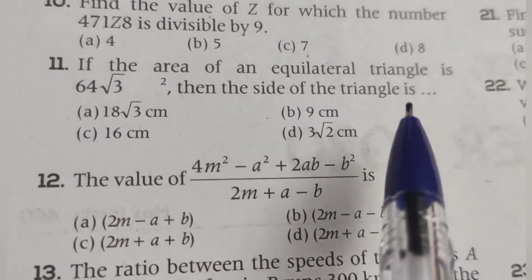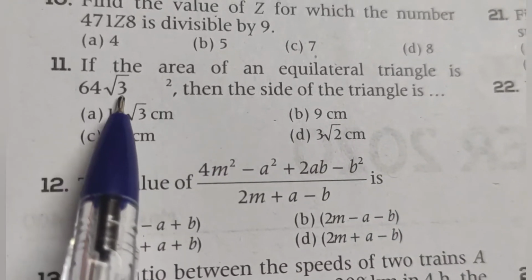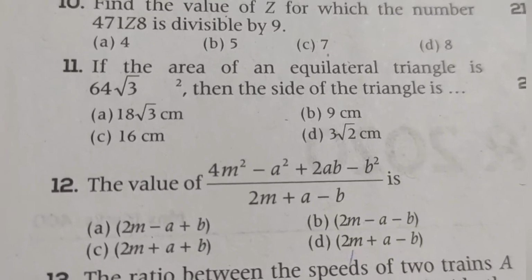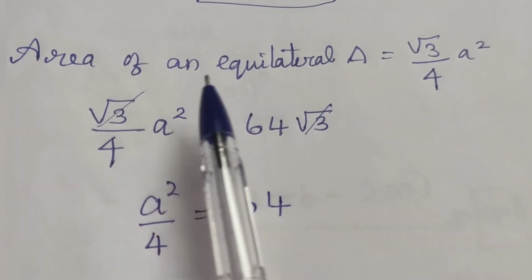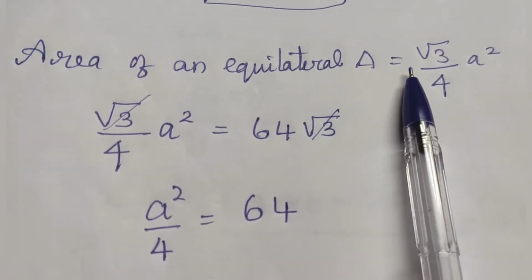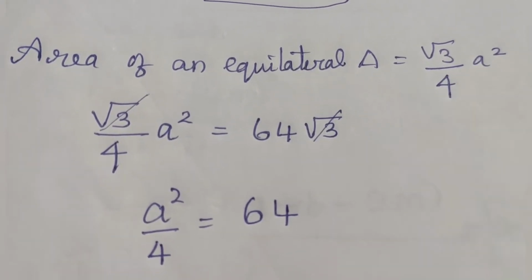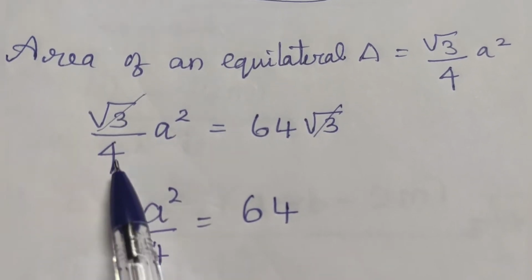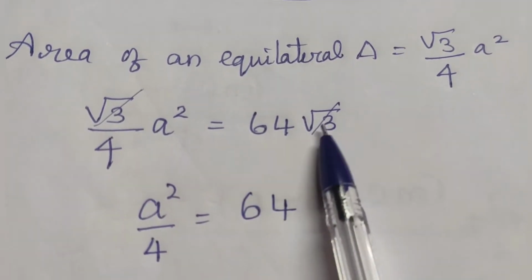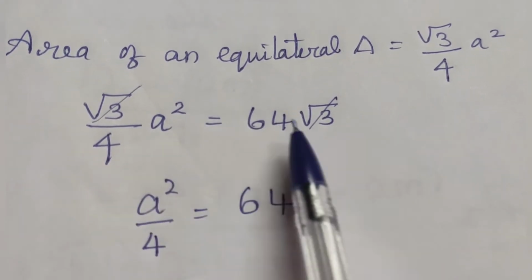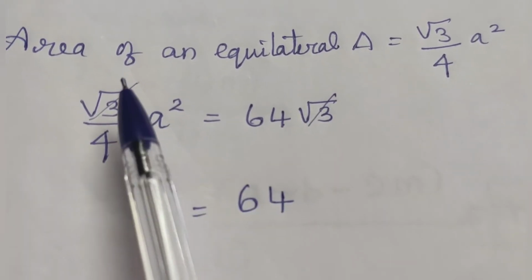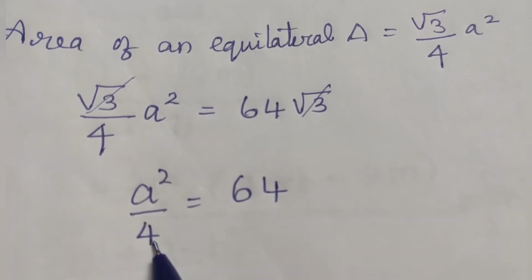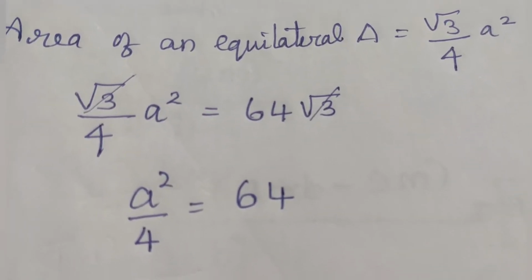11th question. If the area of an equilateral triangle is 64 root 3 centimeter square, then the side of the triangle is dash. The area of the equilateral triangle is given by the formula root 3 by 4 a square. We shall equate it. Root 3 by 4 a square is equal to 64 root 3. The same values on both sides of the equal to symbol get cancelled. So root 3 gets cancelled. A square by 4 is equal to 64.